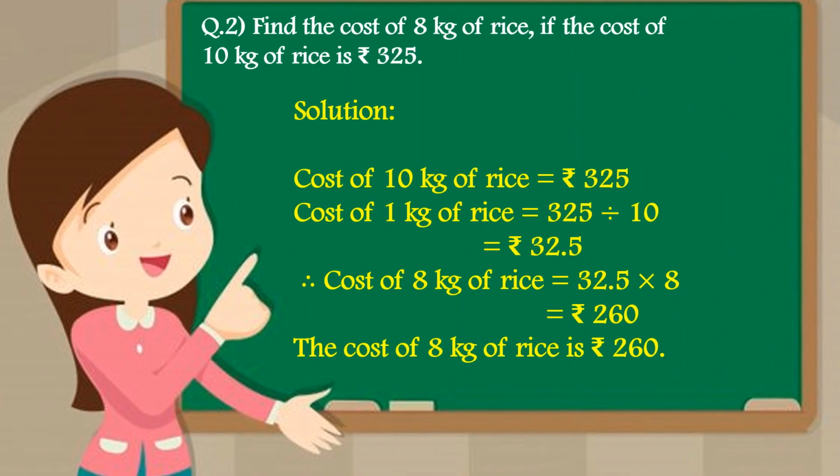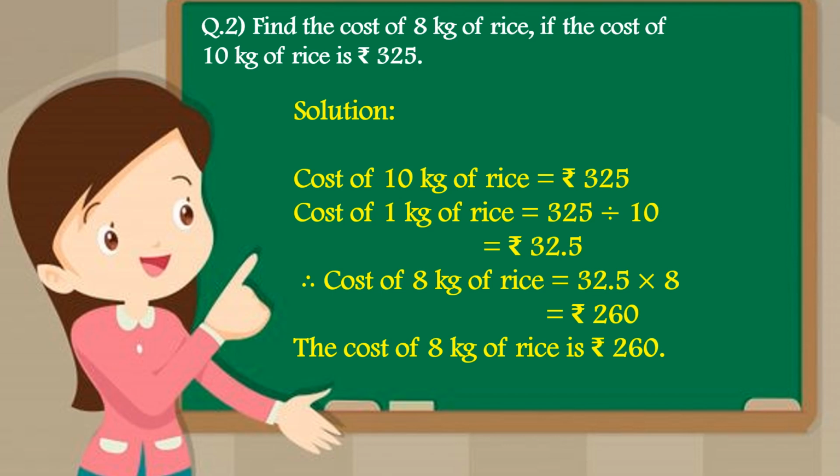Now, second question. Find the cost of 8 kilos of rice if the cost of 10 kilos is rupees 325. What is said in the question? 10 kilos of rice cost rupees 325. What is the cost of 8 kilograms of rice? So we will find the cost of 1 kilogram of rice first. So from 10 kilograms we are going to find 1 kilogram. How? By dividing 325 by 10 we get the cost of 1 kilogram of rice as rupees 32.5.